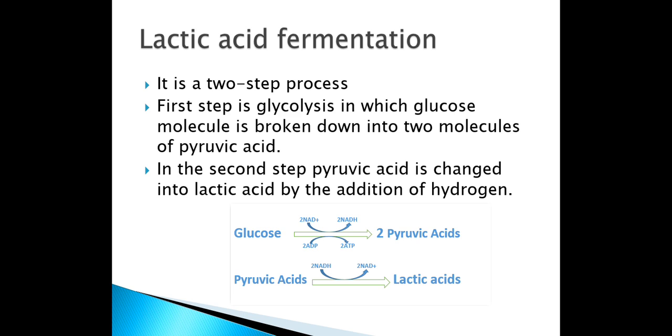As you can see in the reaction, glucose is first converted into 2 pyruvic acid, and in this process NAD receives the hydrogen, converted into NADH, and also ATP is formed. And in the next reaction, pyruvic acid is converted into lactic acid, and this is simply a reduction reaction in which the pyruvic acid receives hydrogen from the NADH.